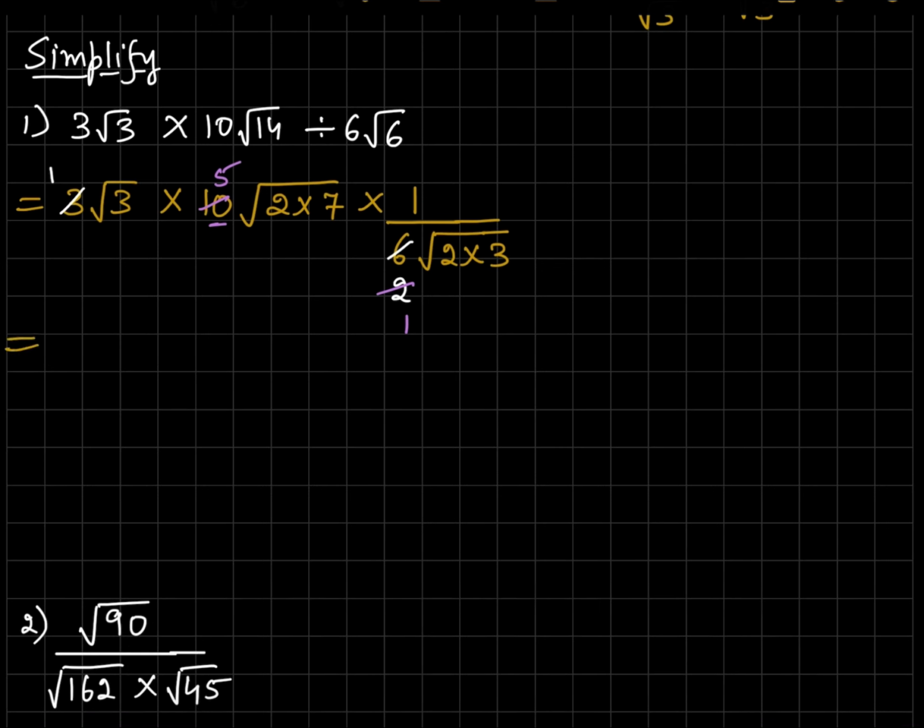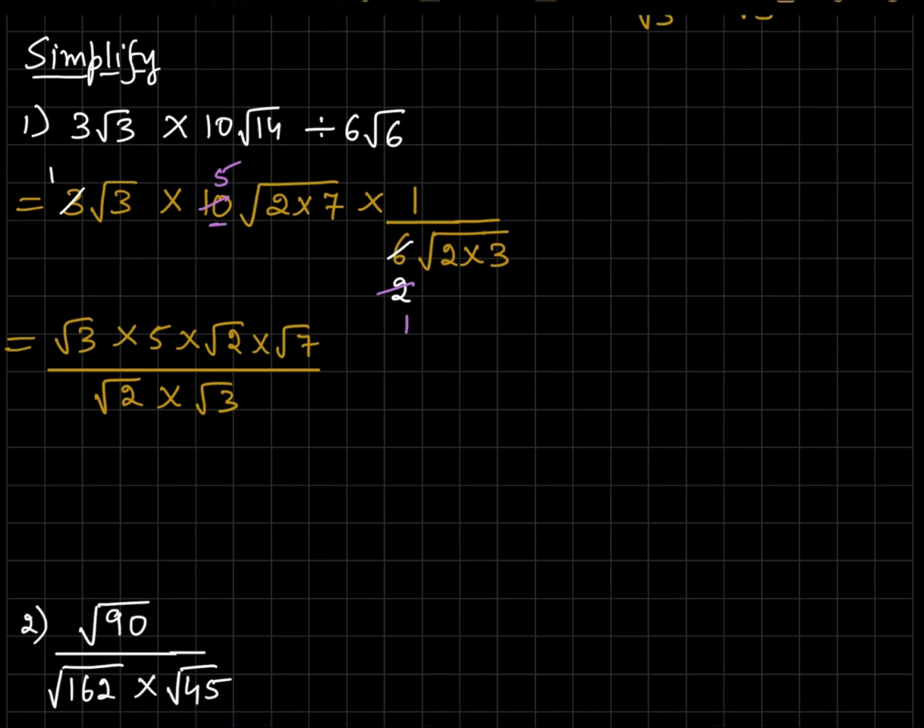Let us write. I am left with square root of 3 times 5, now square root of 2 times the square root of 7. I will write it separately: square root of 2 times the square root of 7 times 1. Over in the denominator it is square root of 2 into 3, so I can again separate it, square root of 2 into square root of 3.